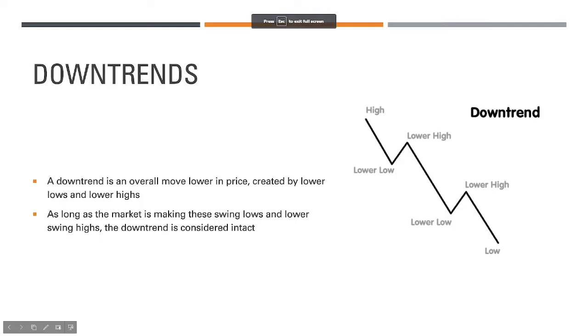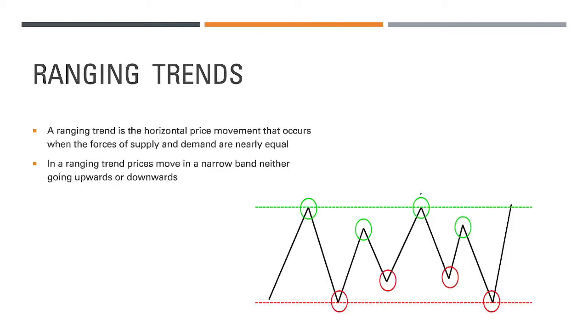Okay, now we talk about the ranging trends. So a ranging trend is the horizontal price movement that occurs when the forces of supply and demand are nearly equal. In a ranging trend, prices move in a narrow band, neither going upwards or downwards, guys. So unlike an uptrend or a downtrend where they're forming new highs and lows, in a ranging trend, it doesn't form new highs and lows. It's simply ranging within price in an area like this.